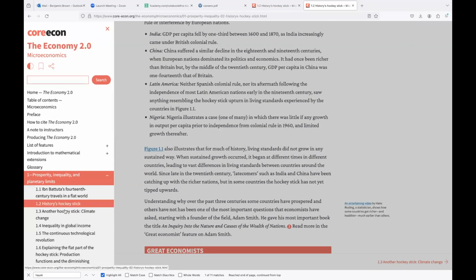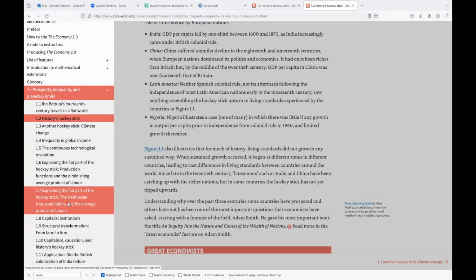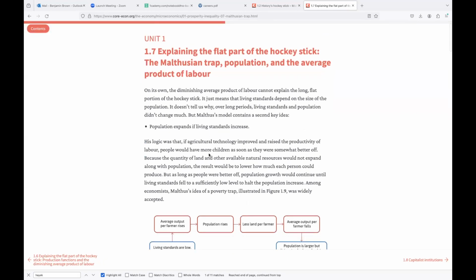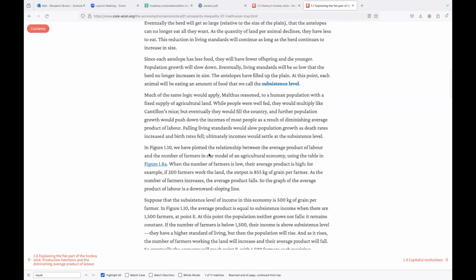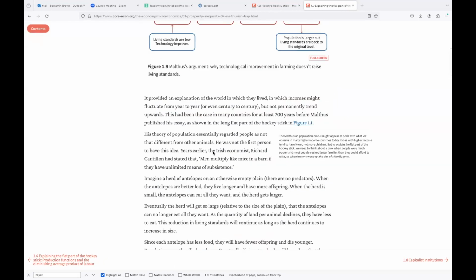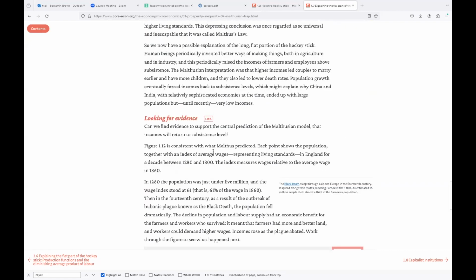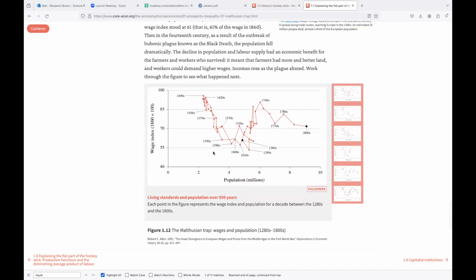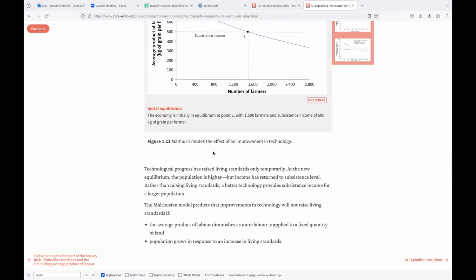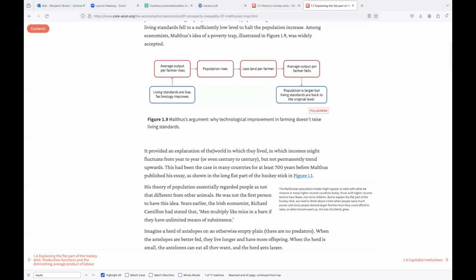So as we keep going through this chapter, we'll eventually get to explaining the flat part of the hockey stick. And this section doesn't have one of those Great Economist blurbs, but it spends a lot of time talking about Thomas Malthus, and it's mostly focused on his theory and economic stagnation. But throughout the chapter, we get enough biographical information about Thomas Malthus, which is valuable because it contextualizes his theories.